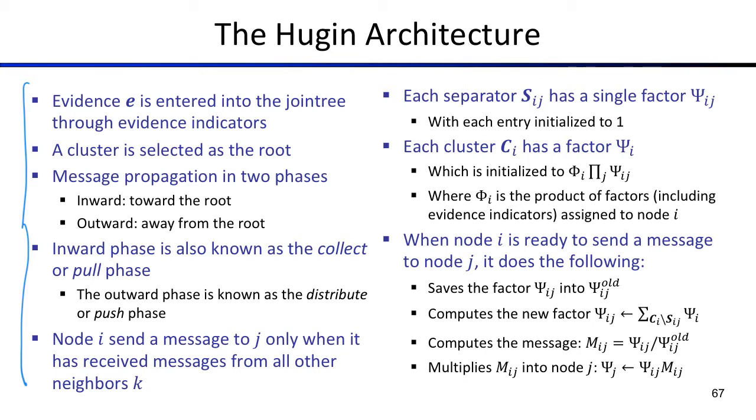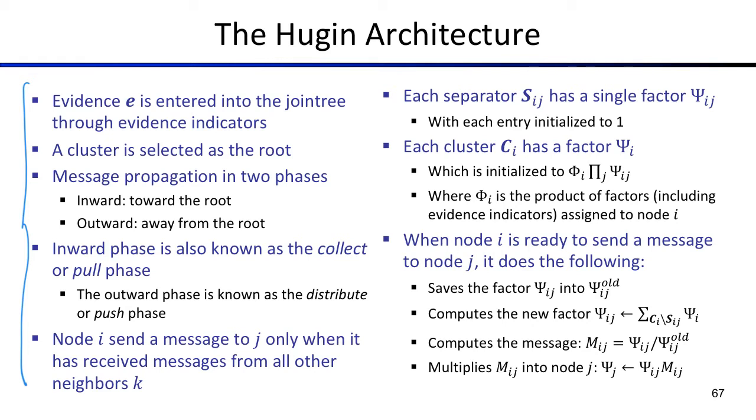But we need to be careful, because when I want to send the message to you, I need to discount the message I got from you. So if we multiply everything together, I have to find a way to remove the information of the message that I got from you before I send a message to you. And the way that's done in the Hugin architecture is by a factor division. So if everything is put together using multiplications and I want to remove something, the way to remove is to divide by the message that I got from you. So there are a few differences between Hugin and Shenoy-Shafer. Let's discuss this by following this slide.